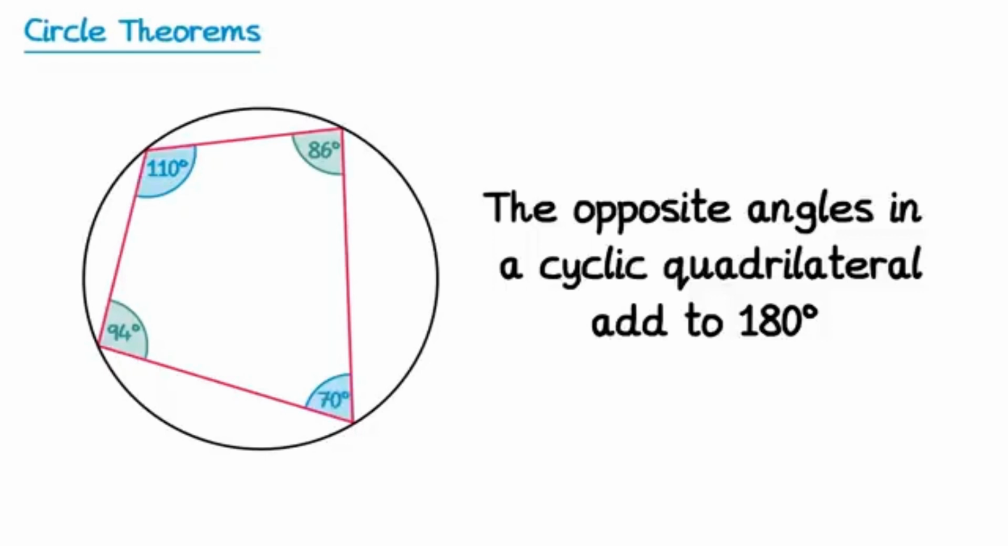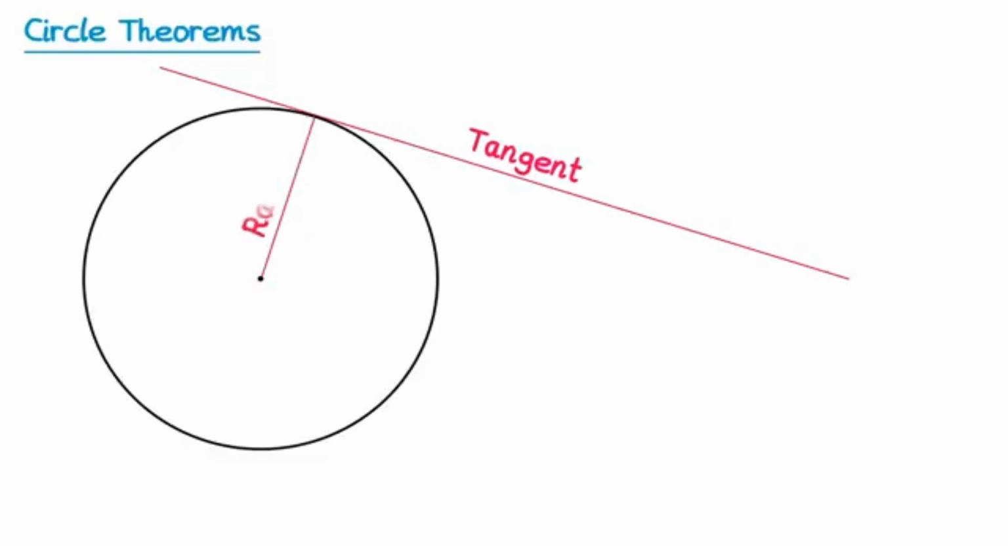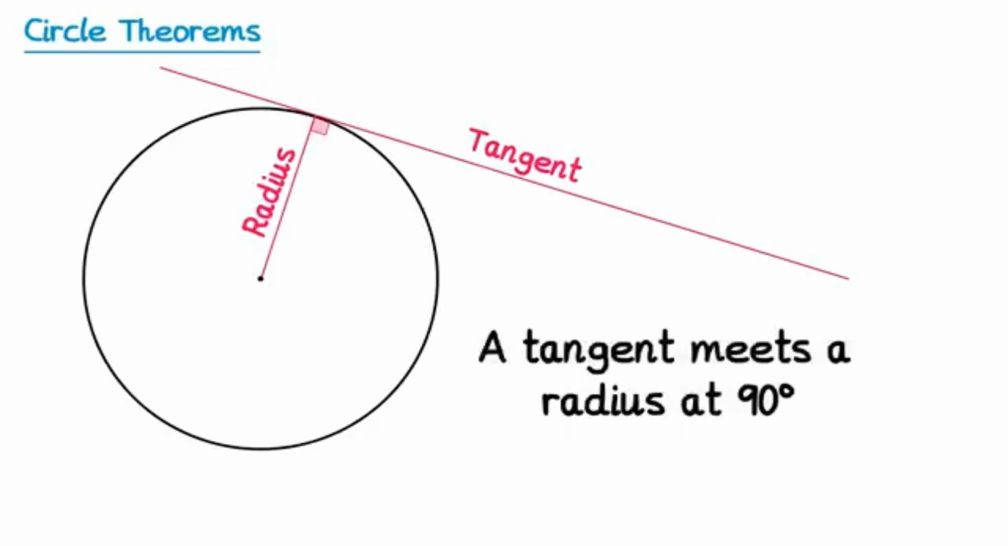For the next theorem, we're going to draw a tangent to the circle. A tangent is a straight line that touches the circle in one place. We're then going to draw a radius from the centre of the circle to the point where the tangent also touches the circle. In this diagram, this angle here will always be a right angle. So we can say for this theorem, a tangent meets a radius at 90 degrees.